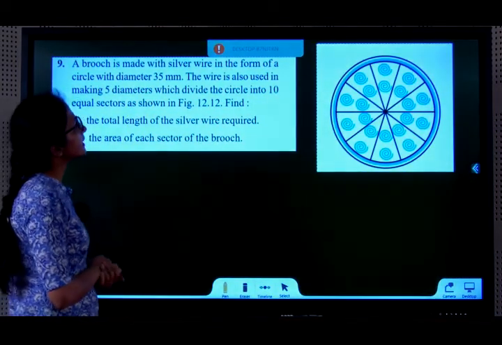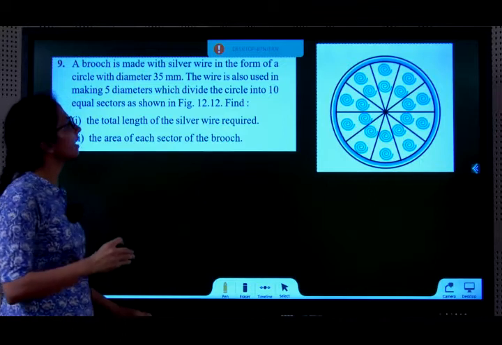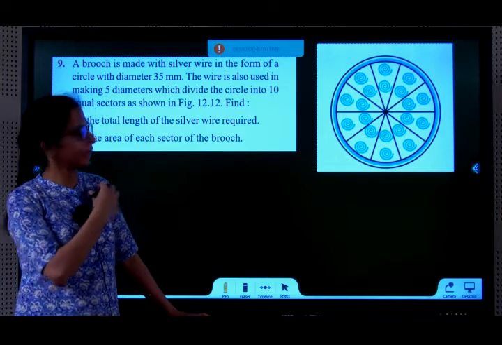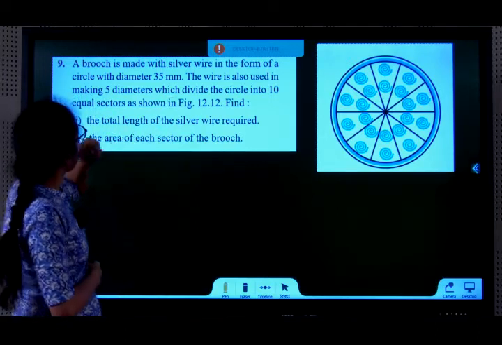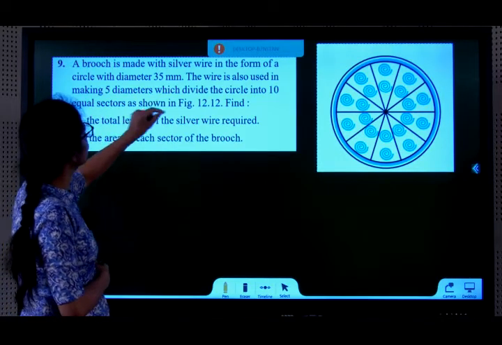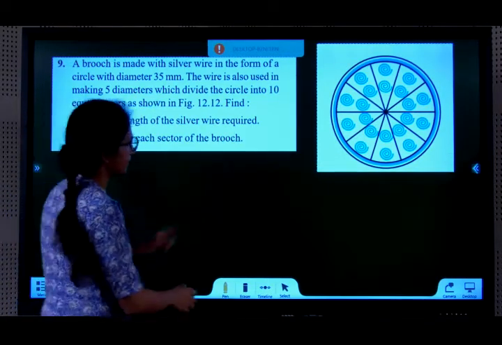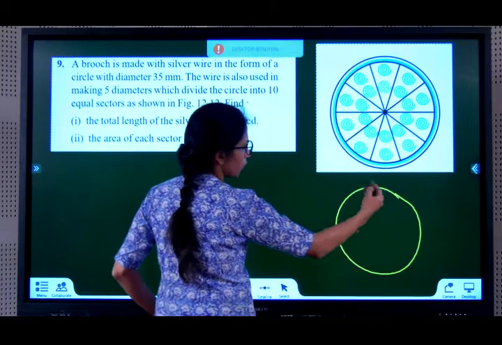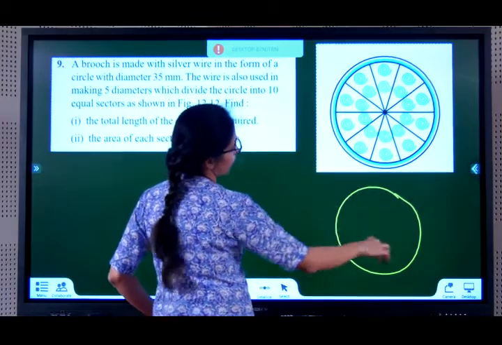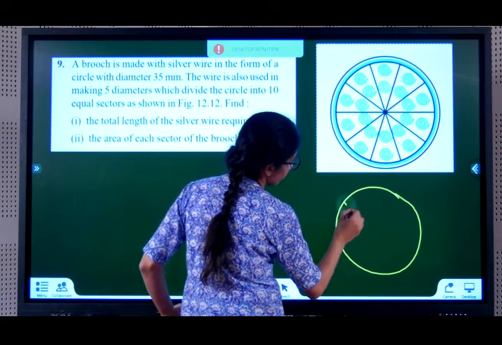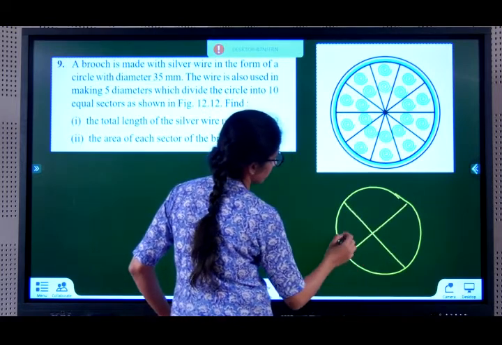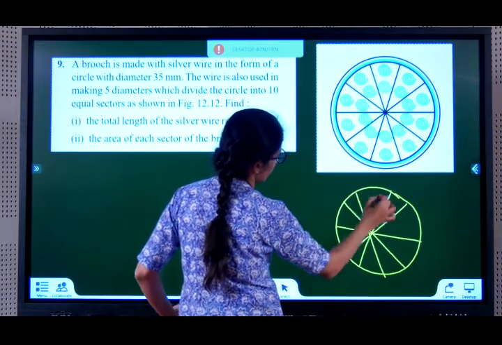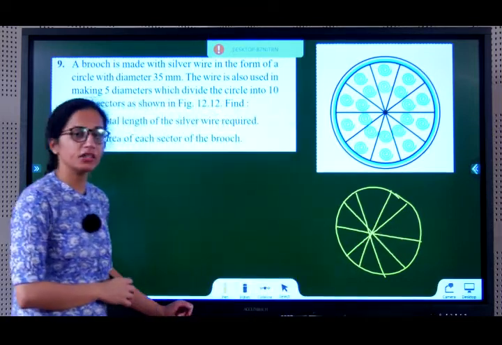Question 9. A brooch is made with silver wire in the form of a circle with diameter 35 millimeter. Brooch is those fancy pins that people wear on saris or anywhere. The wire is also used in making 5 diameters which divide the circle into 10 equal sectors as shown in the figure. I am just going to redraw this diagram for simplicity's sake. We have a brooch which we have lined with silver lining outside. Then we have divided it with 5 diameters. Is it 5? 1, 2, 3, 4, 5. Yes. So we have divided it with 5 diameters.